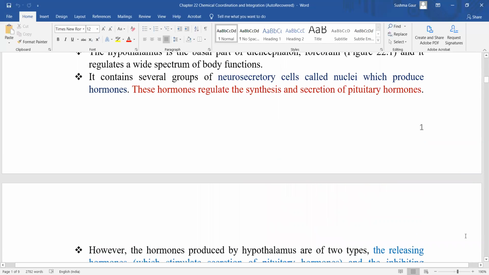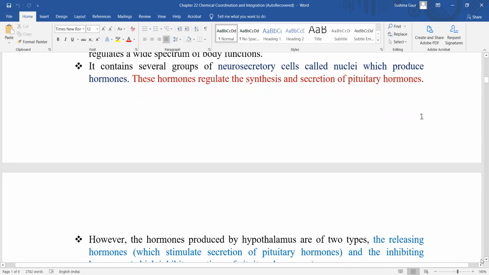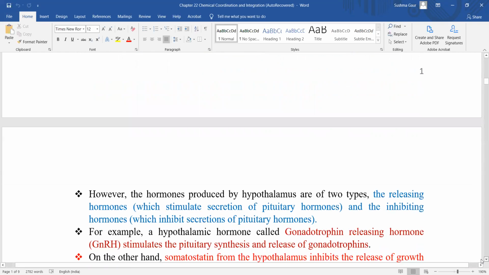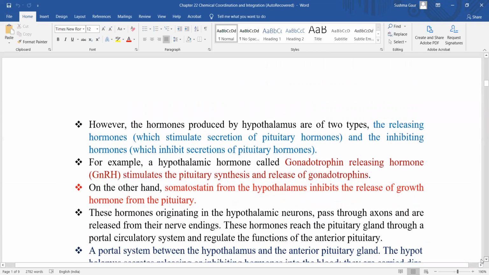What is the function of the hormones that are produced by the hypothalamus? They are responsible for regulating the synthesis as well as the secretion of pituitary hormones. So basically, the pituitary hormones are regulated, synthesized and secreted with the help of which hormones? Hypothalamus hormones. So pituitary hormones are regulated by the hormones that are produced by the hypothalamus.